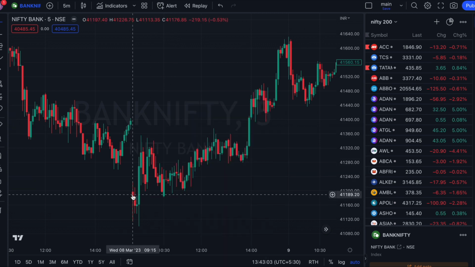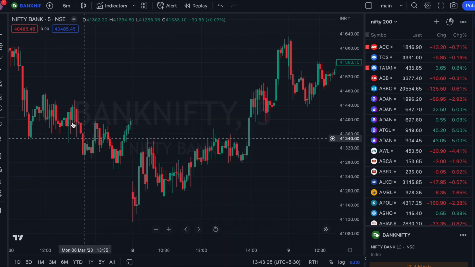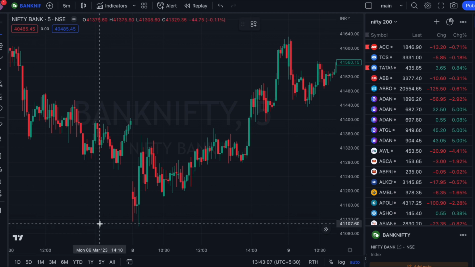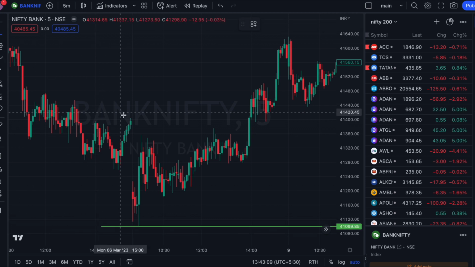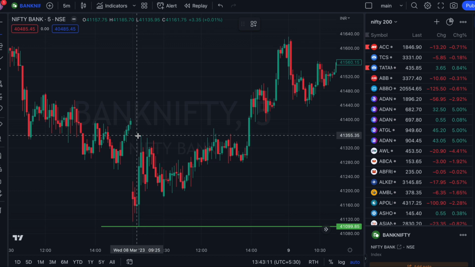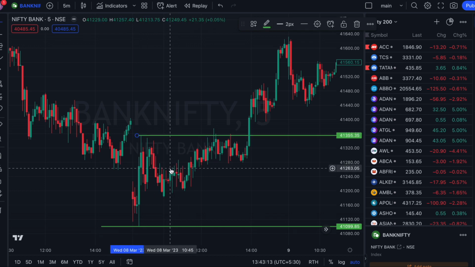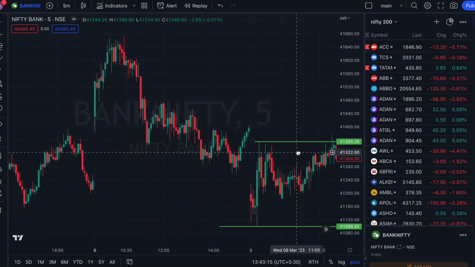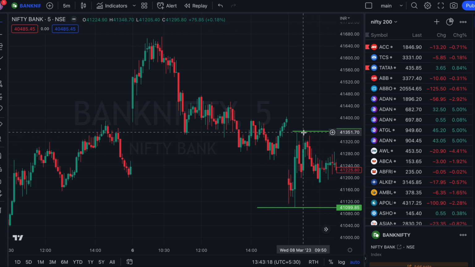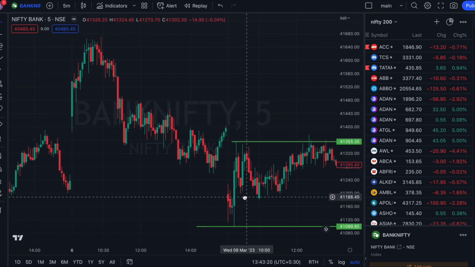Great. So this is the day start, and we are going to mark the low, and we are going to mark the high of the initial balance. Like this is the time 10:30, 10:45 around. The market was like this. So this is the high, this is the low.